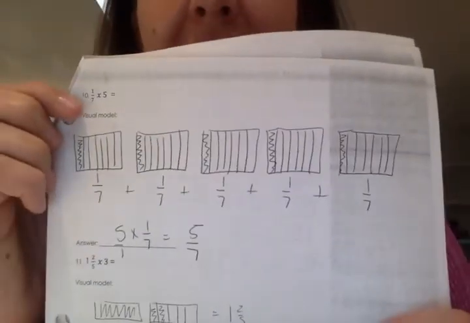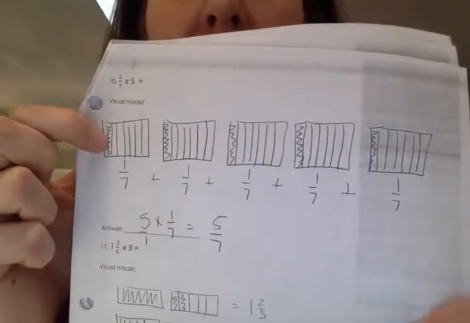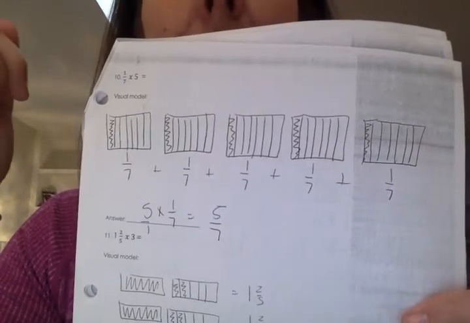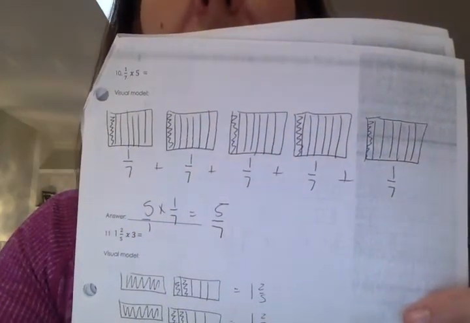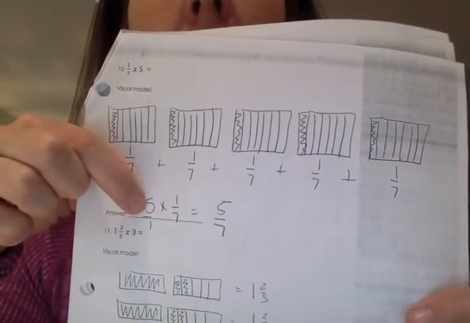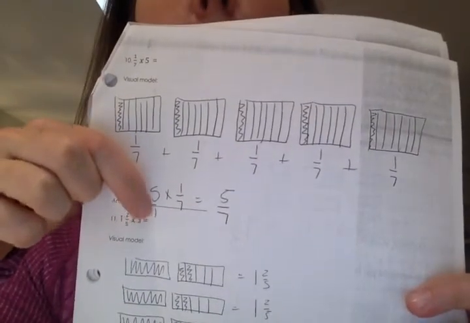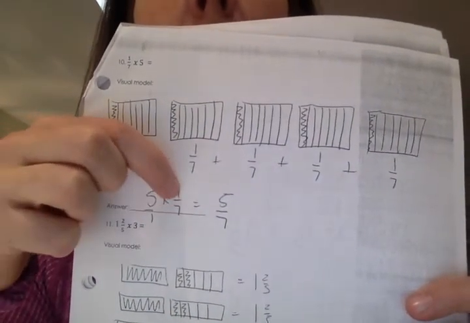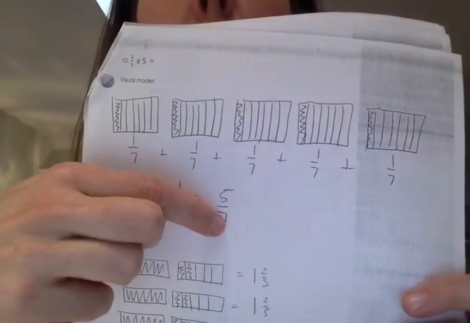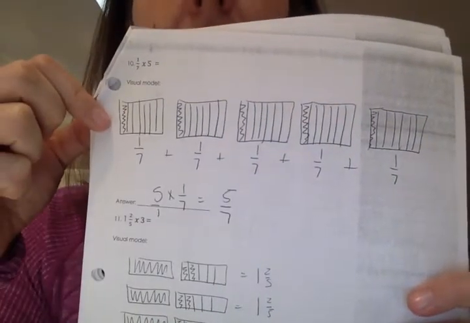Number 10 is exactly the same. I have 5 groups of 1/7. 1/7, 1/7, 1/7, 1/7, 1/7. I could count them up, and I know my answer is going to be 5/7. I could also get that by multiplying across. 5, I add my denominator of 1 so I don't get confused. 5 times 1 is 5. 1 times 7 is 7. There is no number that can go into both the top and the bottom. So this is my final answer.